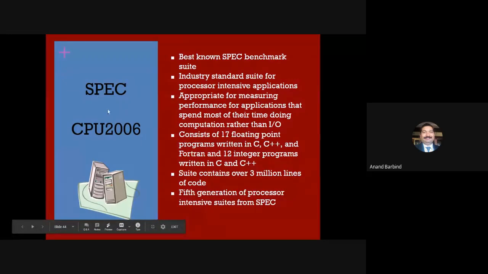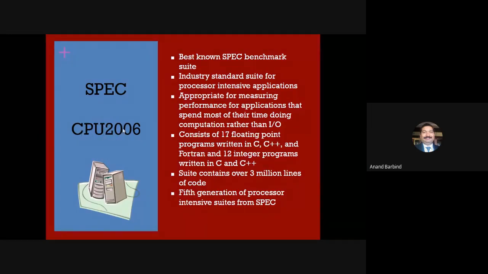One of the suites from the SPEC is SPEC CPU 2006, because it was introduced in 2006. So it is called CPU 2006. Its characteristics: the best known SPEC benchmark suite, the industry standard suite for processor intensive applications. So the applications which are processor intensive, usually for system programming, appropriate for measuring performance for applications that spend more of their time doing computation rather than IO.